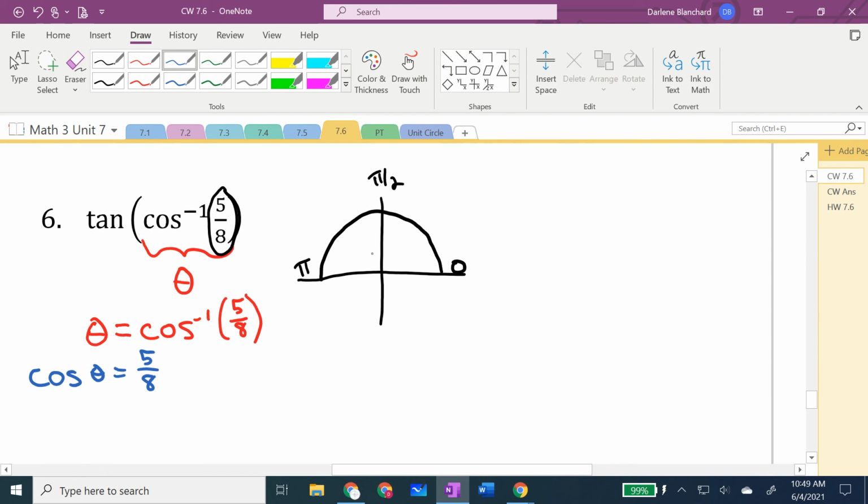If that had been negative, that would have put me in quadrant 2. But because it's positive, that puts me in quadrant 1. And now I need a triangle, a right triangle, where knowing cosine is adjacent over hypotenuse, I make a triangle whose adjacent side is 5 and whose hypotenuse is 8. So I'm just going to draw any old right triangle in any position.